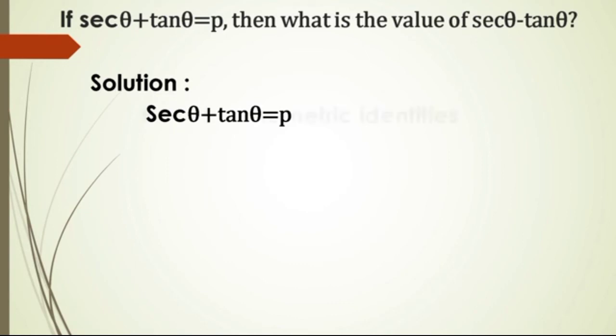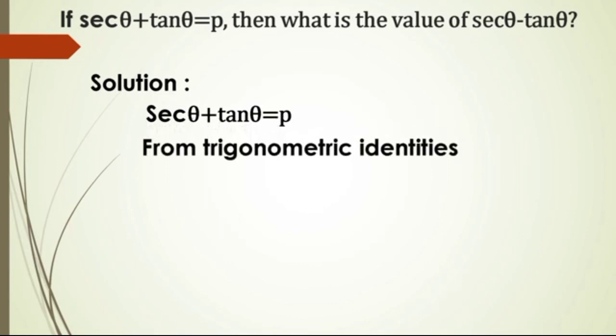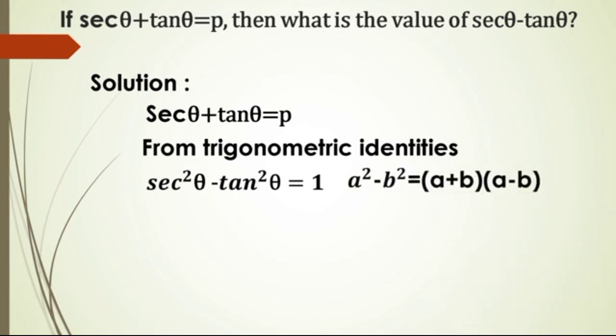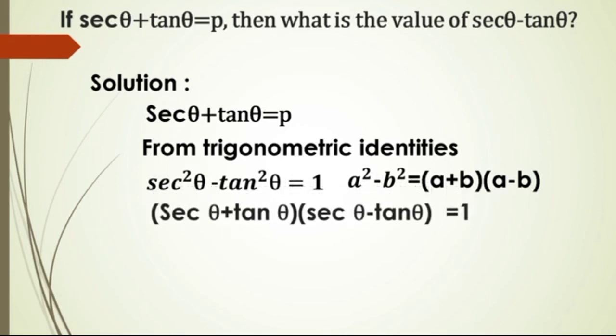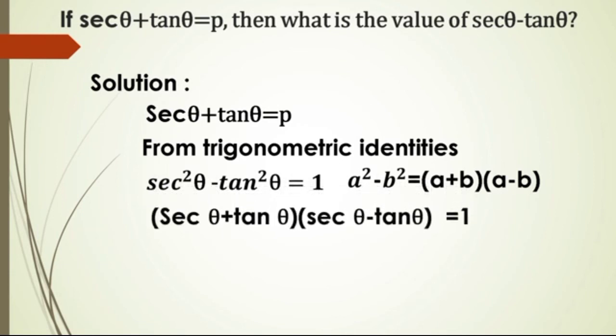From trigonometric identities, secant square theta minus tan square theta is equal to 1. It is like a square minus b square is equal to a plus b into a minus b. So, secant theta plus tan theta into secant theta minus tan theta equal to 1.